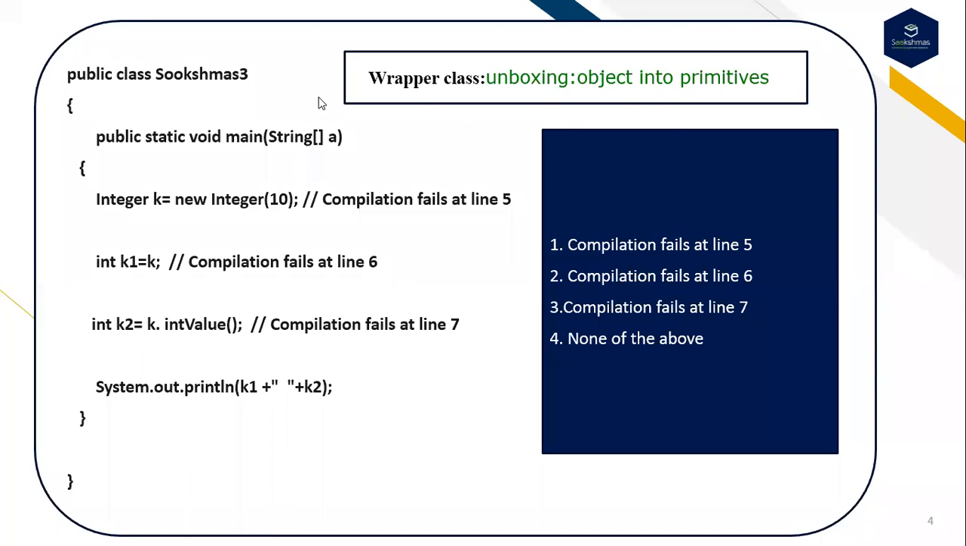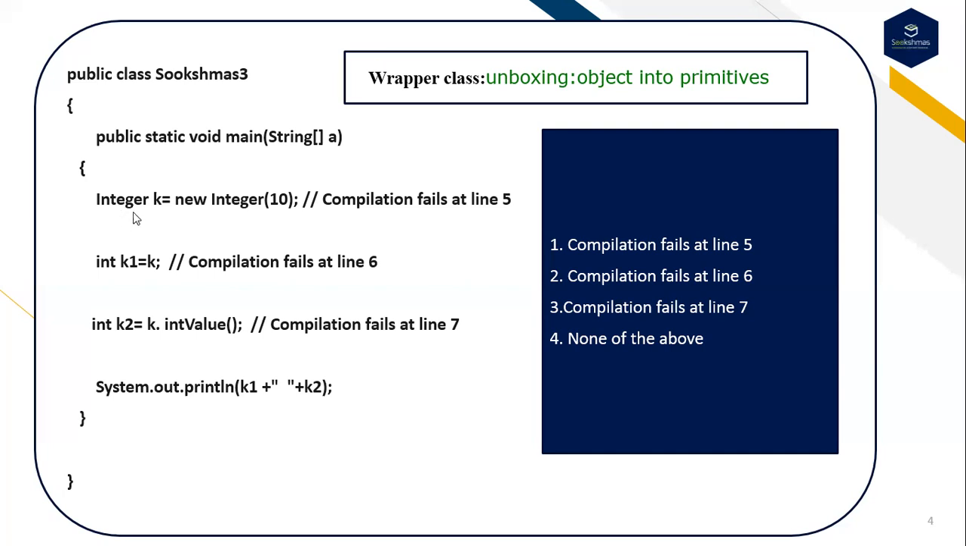This is the third question, and this concept belongs to the wrapper class. Why do we need the wrapper class? If you want to represent everything in object format in Java, we should go for the wrapper class. In this code I'm trying to explain unboxing. What exactly is unboxing? Converting an object into a primitive is the concept of unboxing. We go for the wrapper class if you want to convert a primitive into an object, or an object into a primitive. Unboxing is nothing but conversion of an object into a primitive.